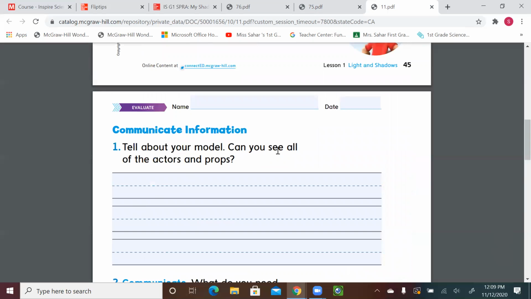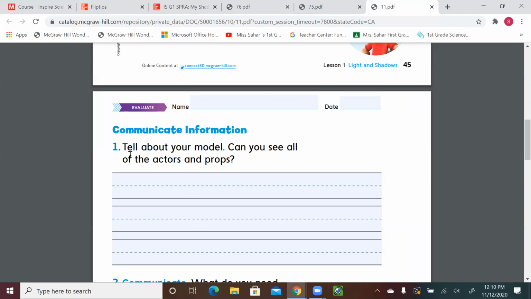Tell about your model. Can you see all of the actors and props? So in order to do something like that, I get a tissue box. I'm going to tell you what you can do. We get a tissue box and you put any figure, like plastic toys or a car or small animals, and make a hole in your tissue box and try to look through this hole to see if you can see anything. Because it's dark and the tissue box only has a small hole, you won't be able to see. And now you put the flashlight through this small hole and you will be able to see the shadow of the figure or the toy that you put.